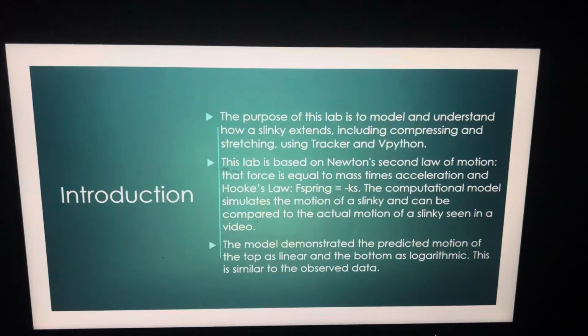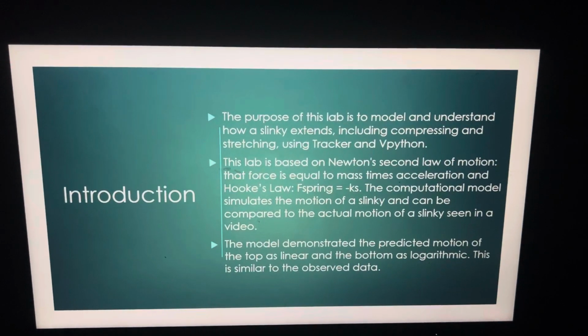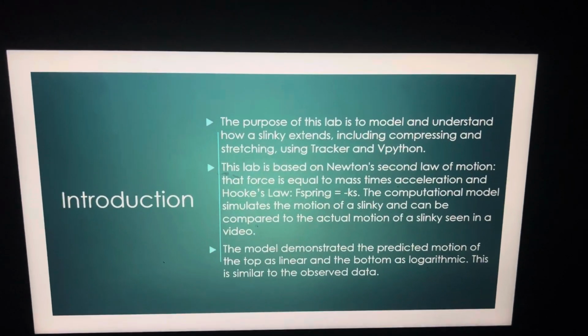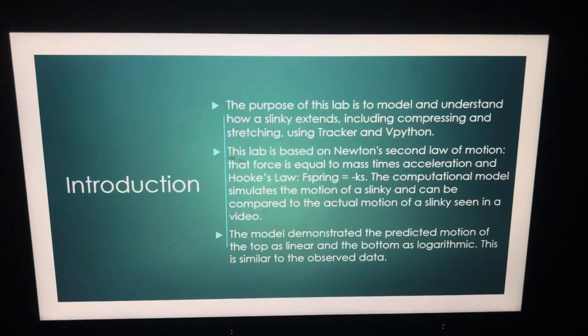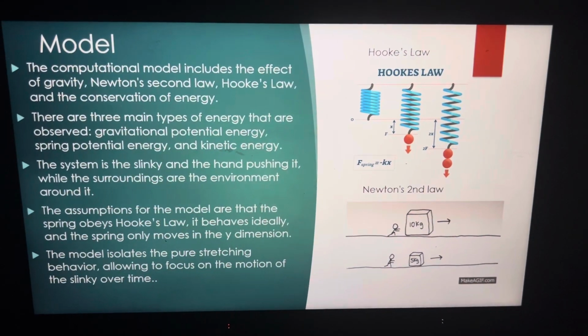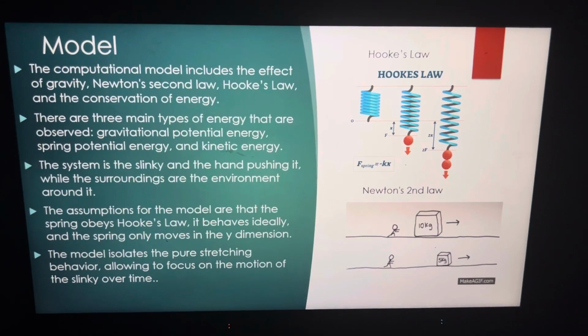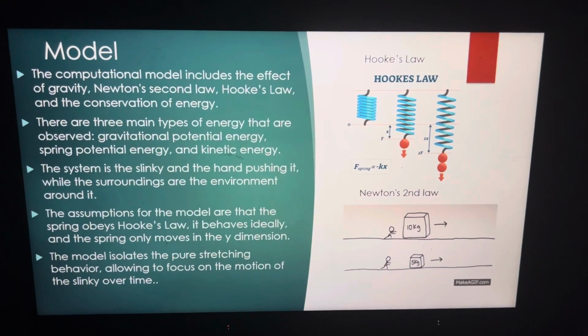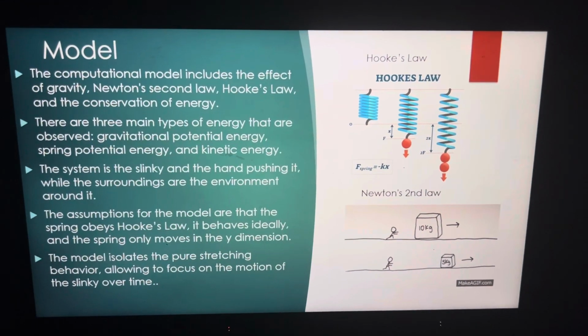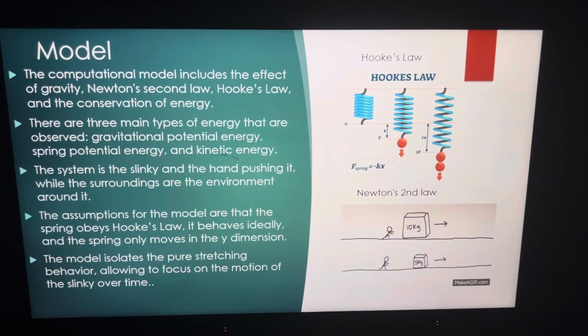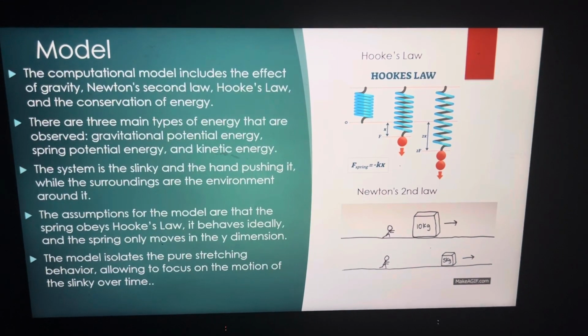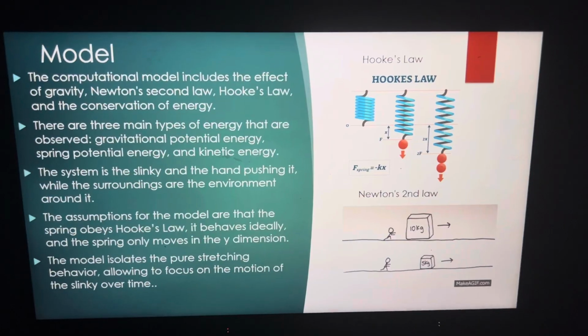The model demonstrated the predicted motion of the top as linear and the bottom as logarithmic. This is very similar to the observed data. The computational model includes the effect of gravity, Newton's second law, Hooke's law, and the conservation of energy. There are three main types of energy that are observed: gravitational potential energy, spring potential energy, and kinetic energy.